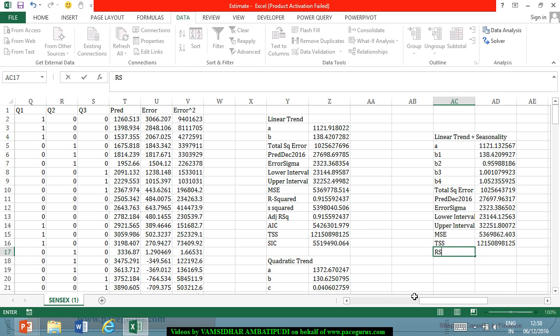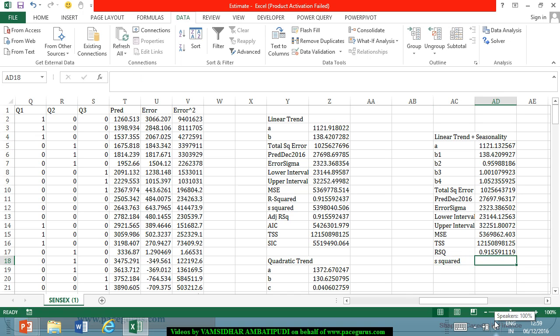Based on this, I want to compute my R squared, which works out as 1 minus the total squared error divided by the total sum of squares, resulting in 91.55%.